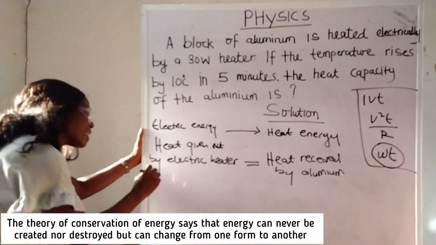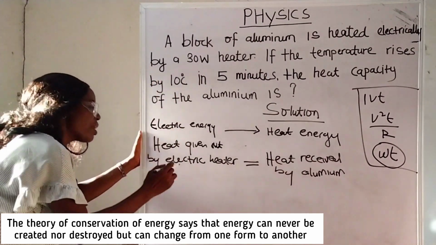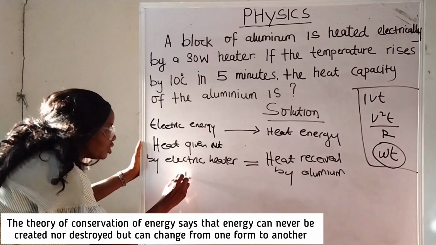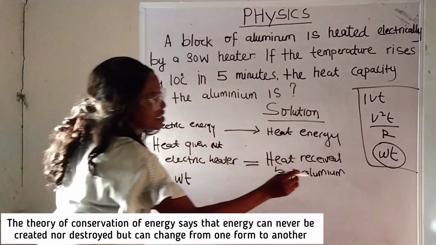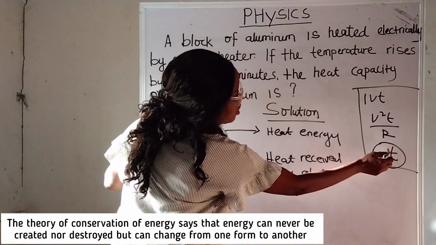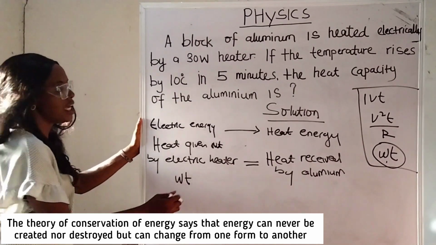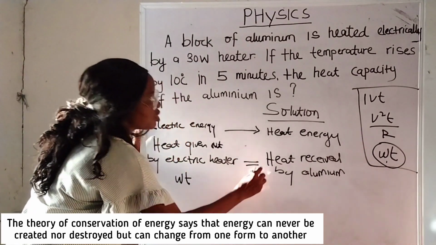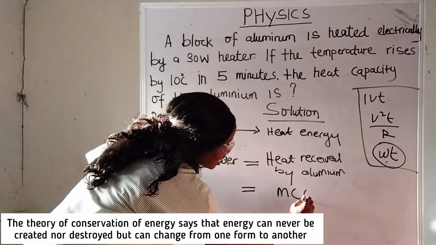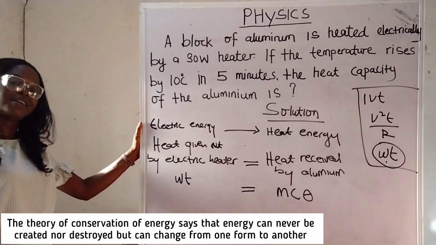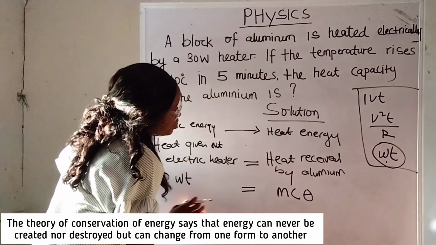So I'll write now what I've written in words as a formula. I'll write WT, which is one of the formulas for electric energy. We are using the third one because it suits the data given to us. WT is equal to the heat energy, which is mc theta. Now it's time to substitute values into this formula.